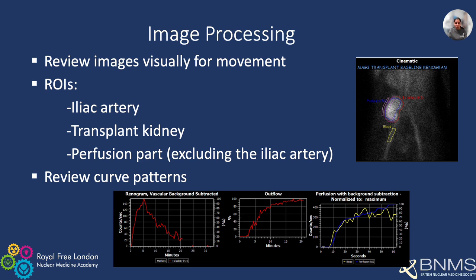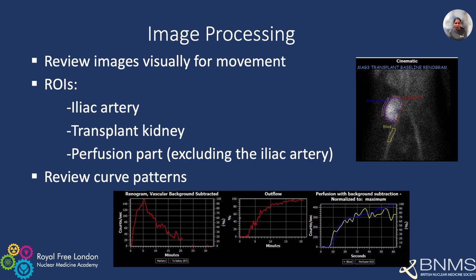Care should be taken not to overlap the transplant kidney and the bladder, as it can affect the blood curve. If a bolus injection was achieved, there should be a small peak in the blood curve on the perfusion graph. The iliac artery will depend on which side the transplant was done. If it is on the left side, we will be drawing the blood ROI on the left iliac artery. If it is on the right, then on the right iliac artery.